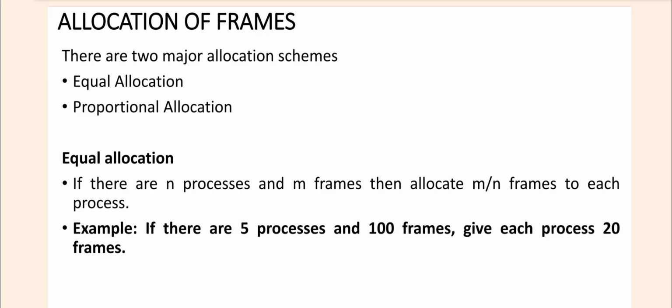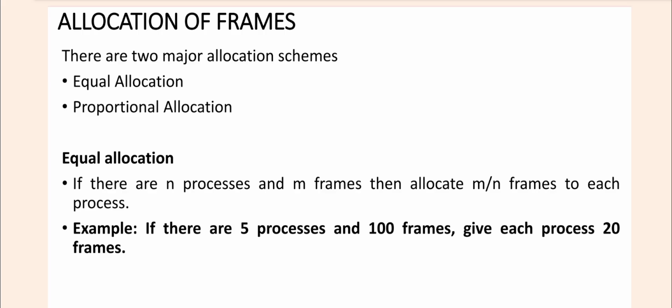For example, if there are 5 processes and 100 frames, listen carefully. If there are 5 processes and 100 frames, give each process 20 frames, because in equal allocation every process gets an equal number of frames. How do you calculate the frames per process? Total number of frames divided by number of processes.